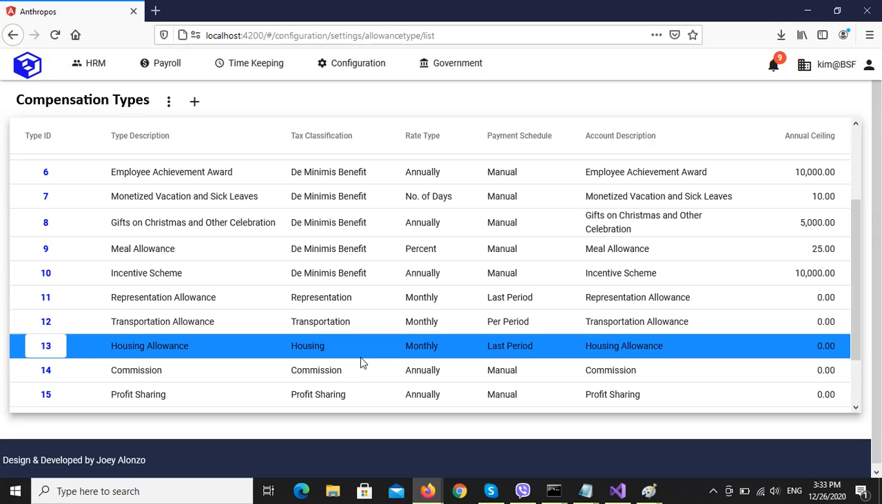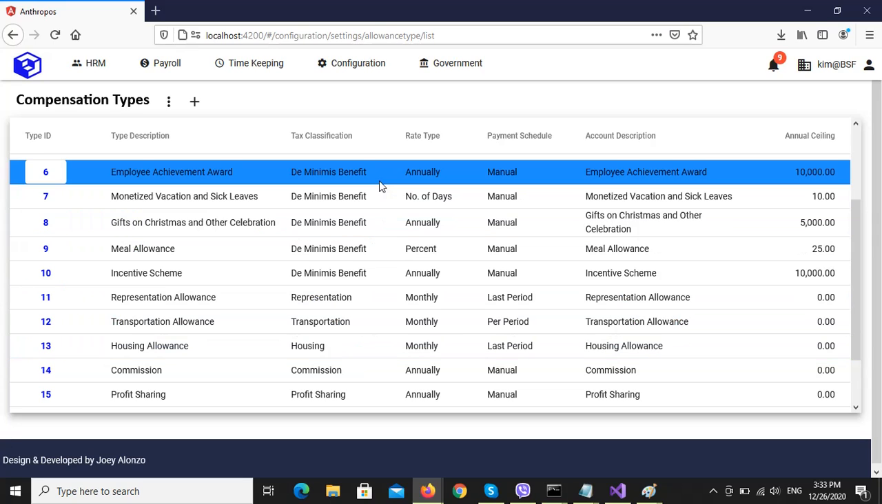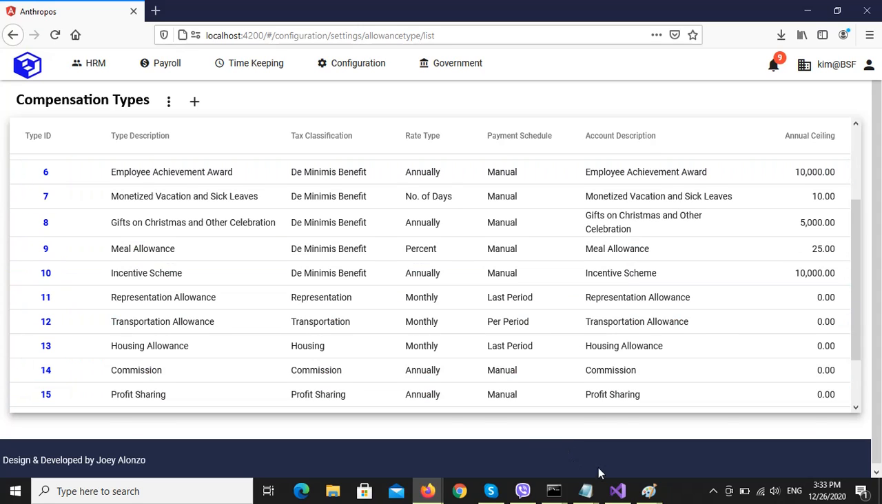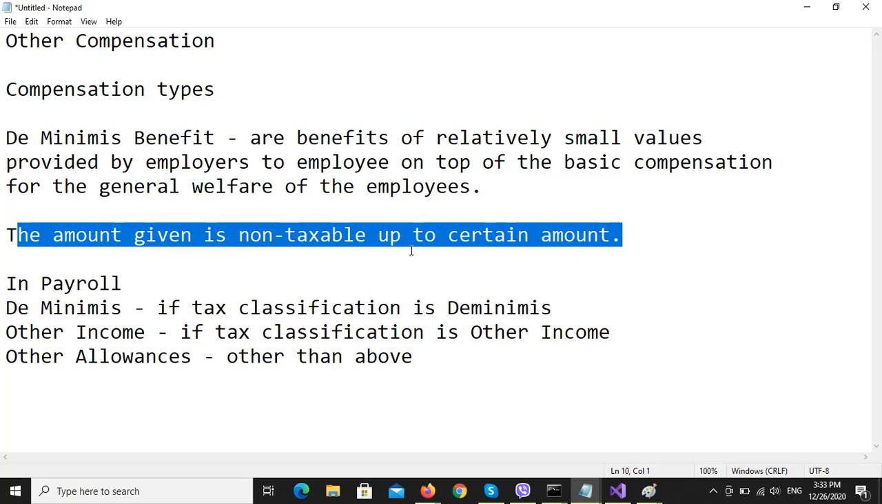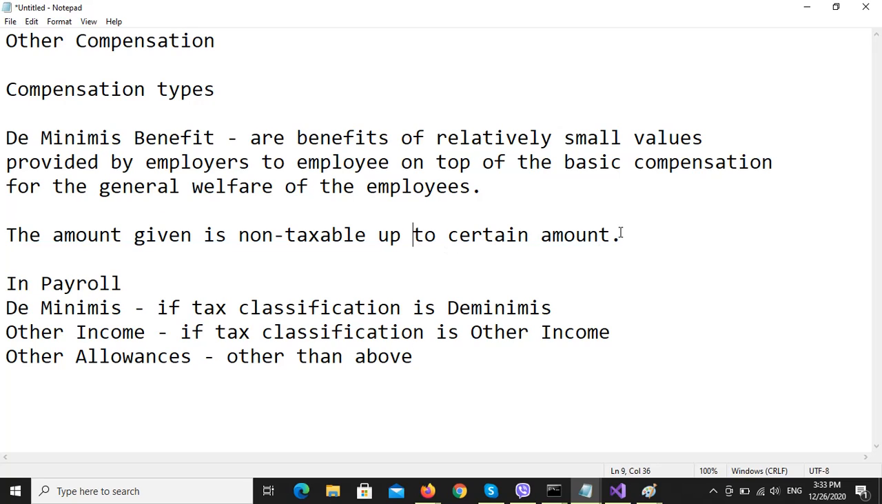Now, regarding de minimis benefit, I would like to define what it is. De minimis benefits are benefits of relatively small values provided by employers to employees on top of the basic compensation for the general welfare of the employees. The amount given is non-taxable up to a certain amount. So not all are non-taxable. There is a ceiling amount.